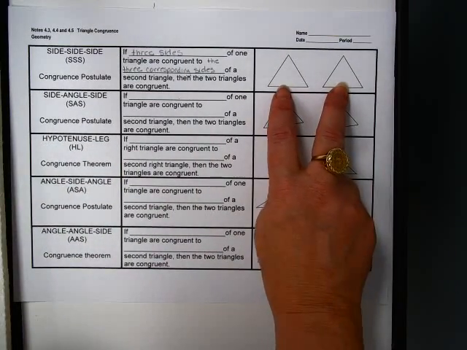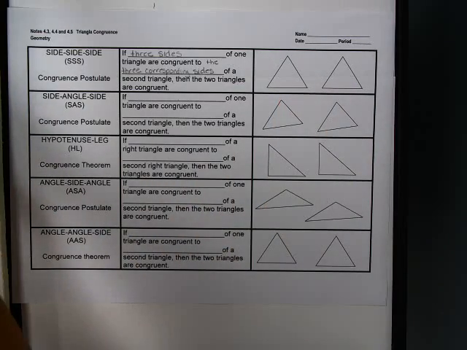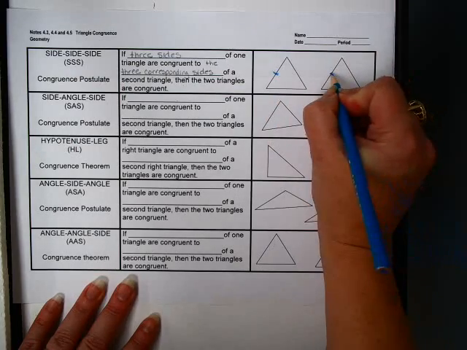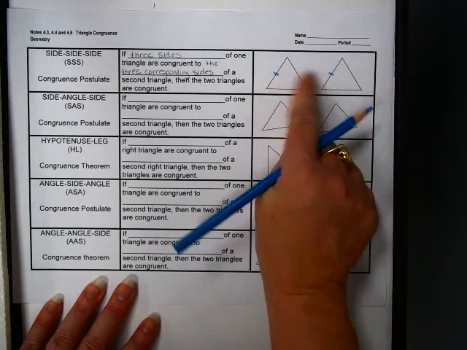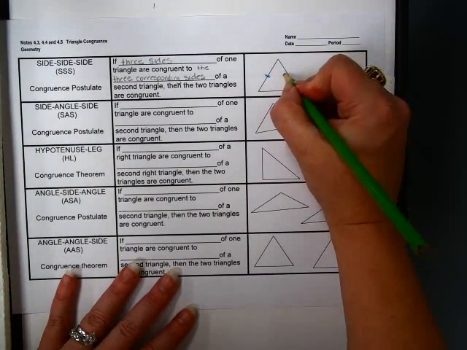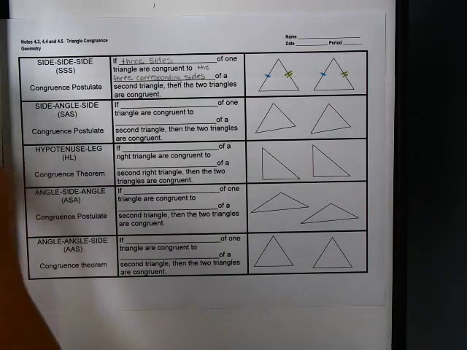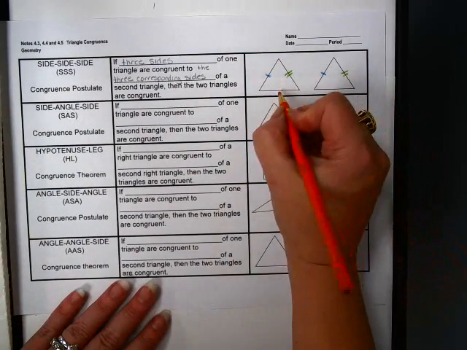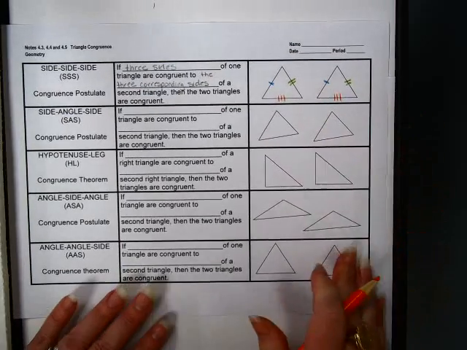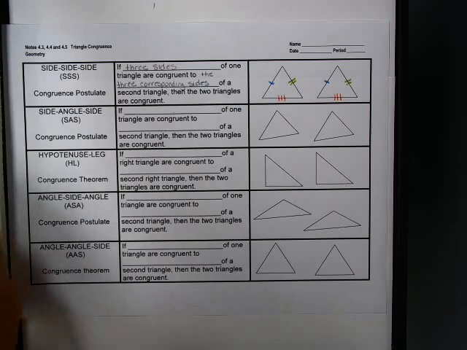So if you look over here, I have 2 triangles that look very similar. And what this is saying is, if I can prove that this side and its corresponding side are congruent, and I can prove that this side and its corresponding side are congruent, and then finally the last side and its corresponding side are congruent, then I can prove that those 2 triangles are congruent.